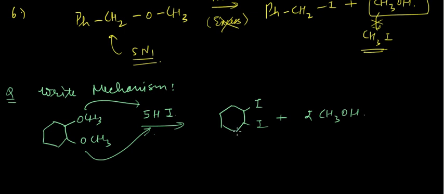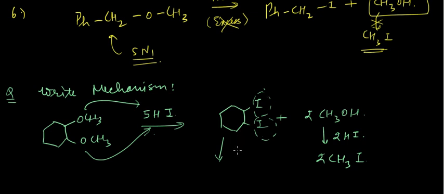So what will happen next is, 2 HI would be used here to form 2 moles of CH3I. Okay, so we have consumed 4 moles of HI. Now we have only 1 mole of HI left. So what will happen is this: these are the 2 bulky groups, and I minus is also a good leaving group.